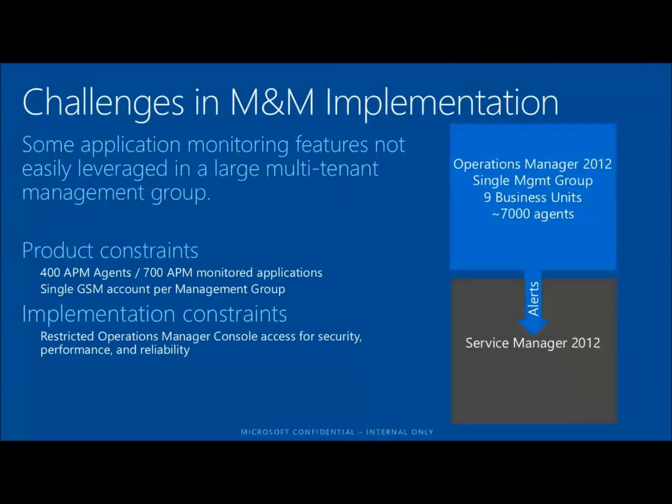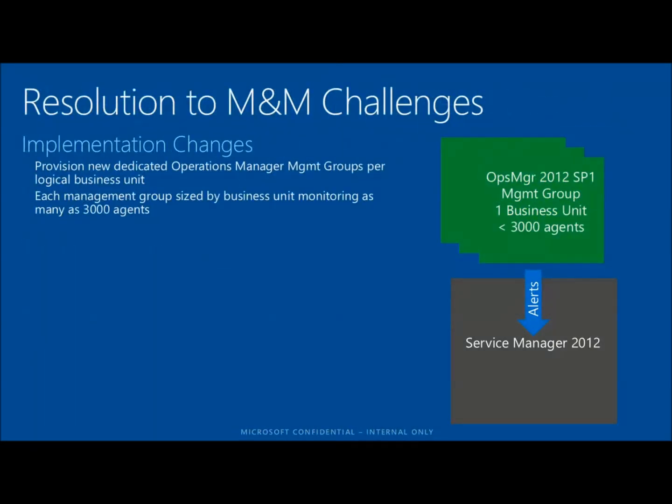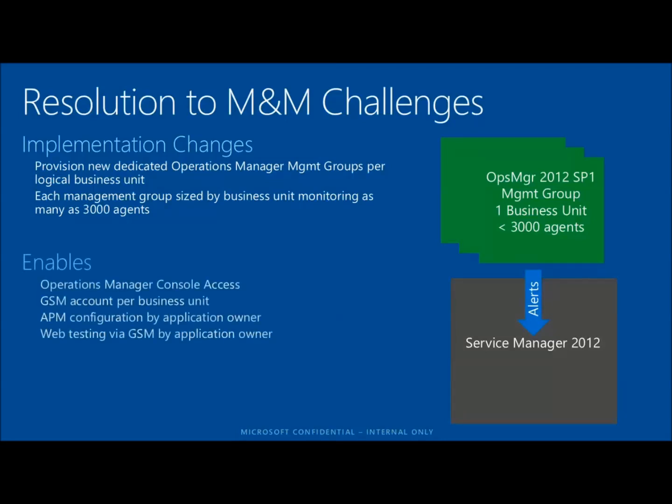And so, trying to scale out access to the console was something that just wasn't going to work in this single instance. So moving forward, what we've decided to do is provision new, smaller Operations Manager management groups for every business unit. And we're spinning these up to handle as many as 3,000 agents. In the case of Microsoft.com, in the case of Windows Update, that's the size that we're having to spin up. For some of our other customers, it will be smaller instances.